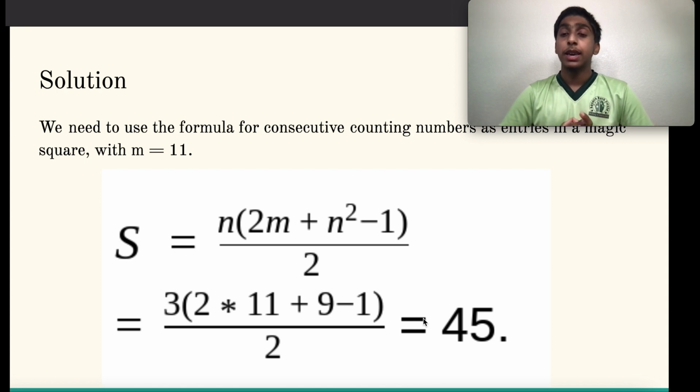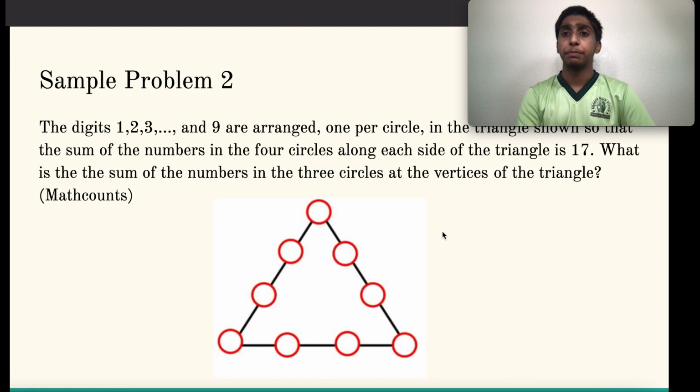So that was basically how we apply one of the formulas we learned earlier on, and we managed to apply this to the magic square that we just learned about. So let's move on to the second sample problem.